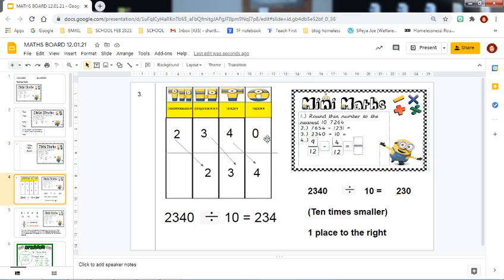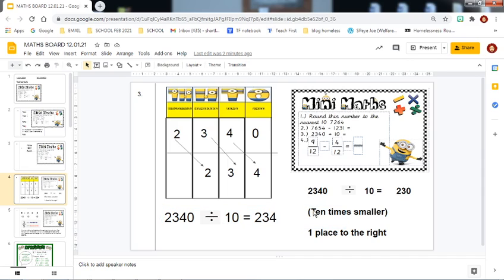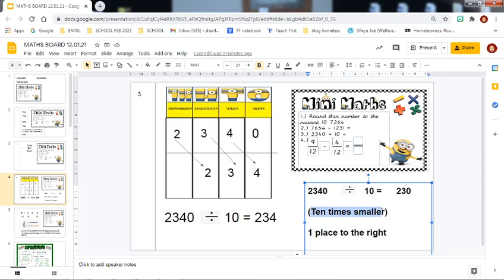Your third example is 2,340 divided by 10. Here you can see I have used a place value grid to represent my numbers, and in order to divide it by 10, I'm going to make it 10 times smaller, and to do that I move each of the digits one place to the right.